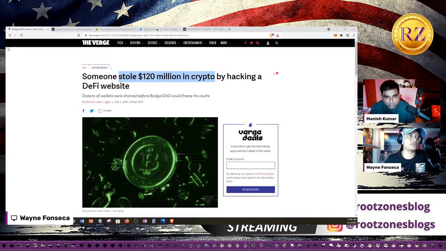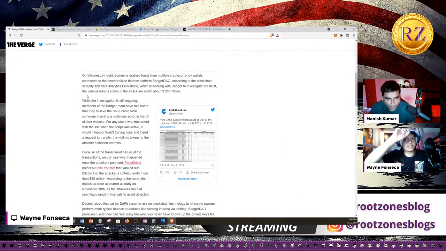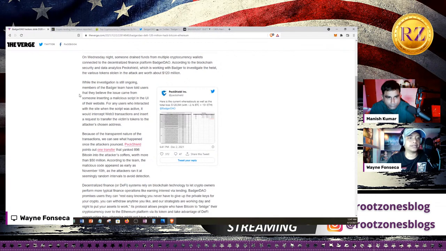So someone stole $120 million in crypto by hacking a DeFi website. Dozens of wallets were drained before BadgerDAO could freeze its vaults. On Wednesday night, someone drained funds from multiple cryptocurrency wallets connected to the decentralized finance platform BadgerDAO. According to the blockchain security and data analytics firm PeckShield, which is working with Badger to investigate the heist, the various tokens stolen in the attack are worth about $120 million.